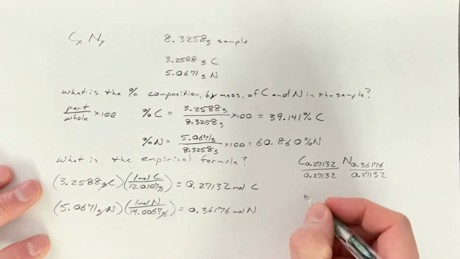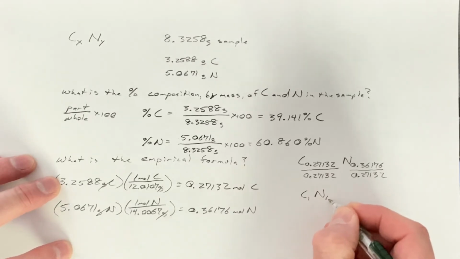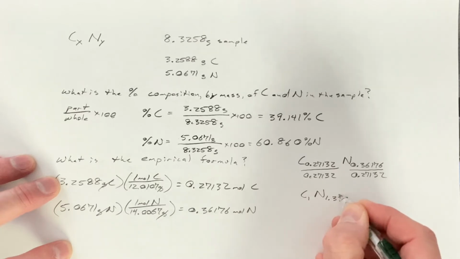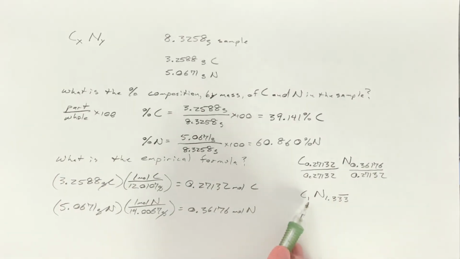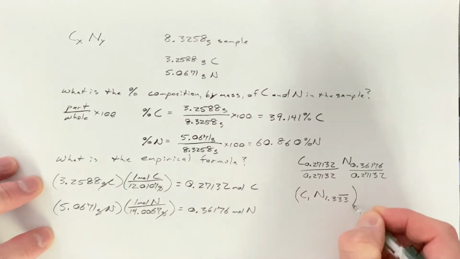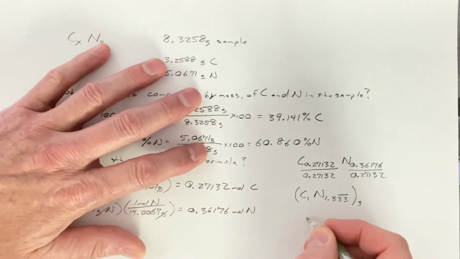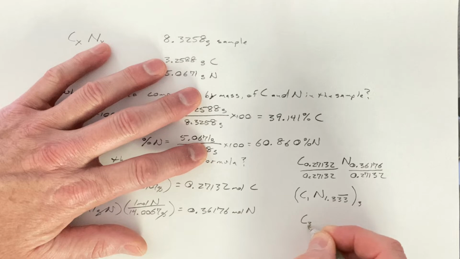So we see now we have C1 and N1.333 repeating. Well, the 1 certainly is a whole number, but 1.333 is not a whole number. So I shall multiply each of the subscripts by 3. So I put parentheses around my chemical formula, and this 3 means I multiply the 1 by 3, and I multiply the 1.333 by 3. And so the empirical formula works out to be C3N4.